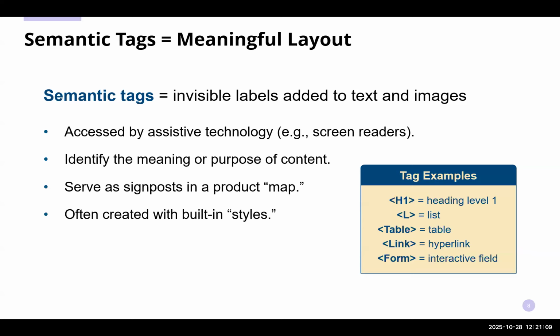Okay, so let us dive into something that might sound a little technical, but it is actually really important for accessibility, and that is semantic structure. Think of semantic tags as invisible labels that quietly organize your content and give it meaning. Without them, a page might look fine visually, but assistive technology like screen readers cannot tell which is a title, what is a list, or what sections it is divided into.